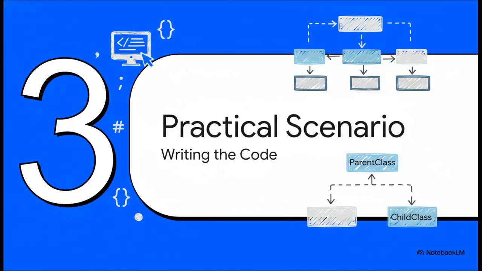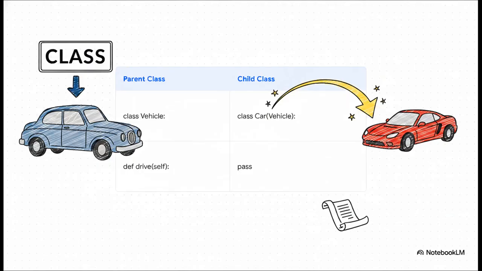Okay, let's get our hands dirty. Part 3, coding a practical scenario. Let's actually look at the syntax. We define our parent class quite simply with class Vehicle, and we give it a drive method. Now, to tell Python that a Car should inherit from this, we write class Car, but here's the magic. We put the parent's name in parentheses right after it. See that Vehicle? Now, notice how we just use the word pass inside the Car class? That simply tells Python, hey, we have no new code to add here yet, because the Car already absorbed absolutely everything the Vehicle knows how to do.